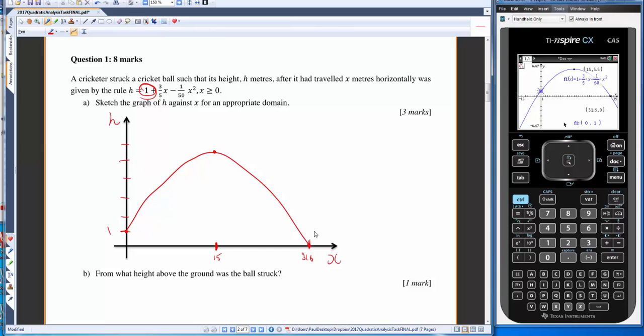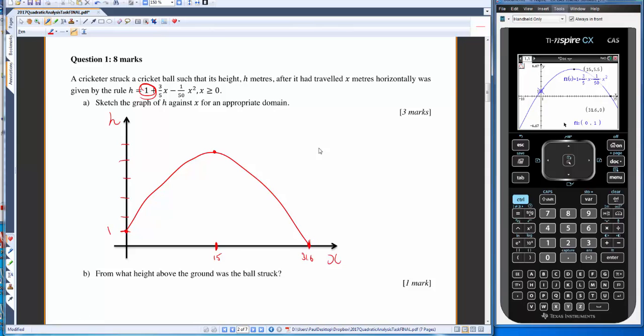Now let's think about the domain and whether we include these endpoints. Of course, in this case, we certainly do include the endpoints. So we're going to do a solid circle and a solid circle, because when the cricketer initially strikes the ball, it's there. When x is 0, y is 1, and when the ball lands, it is at that point there.